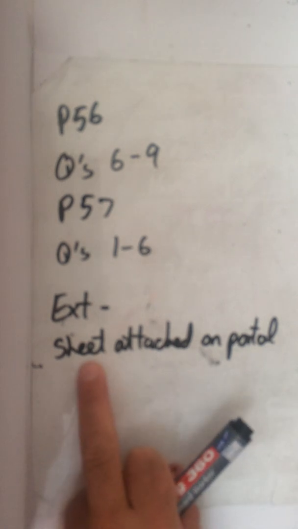Remember, when it's area, you put the centimeters squared. You put the squared thing. And then the extension sheet is attached to the portal, so you can print that off, please, and have a go at that.